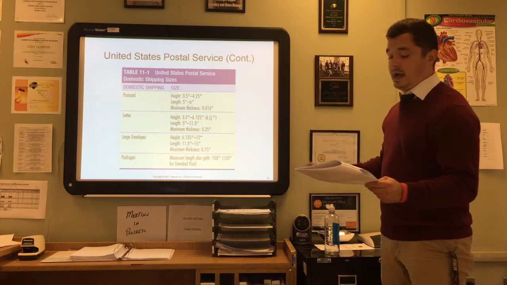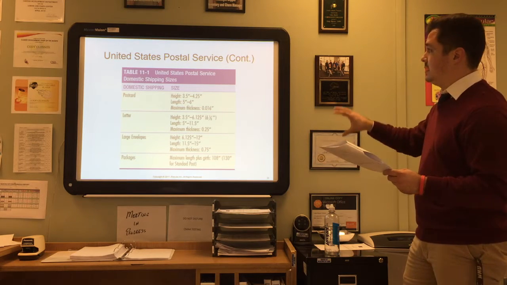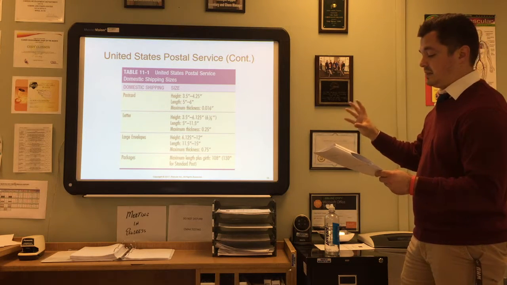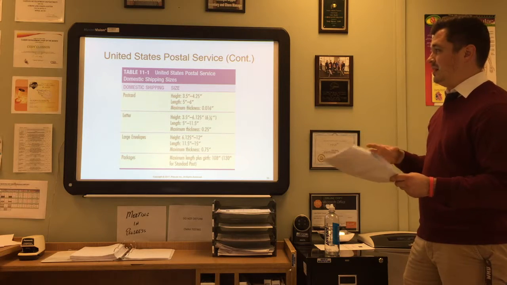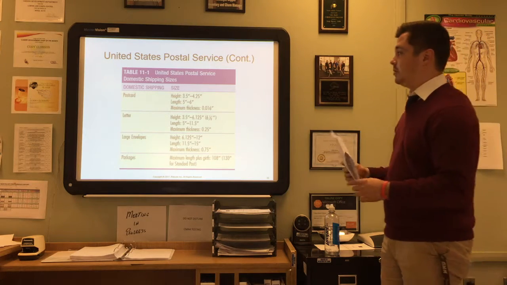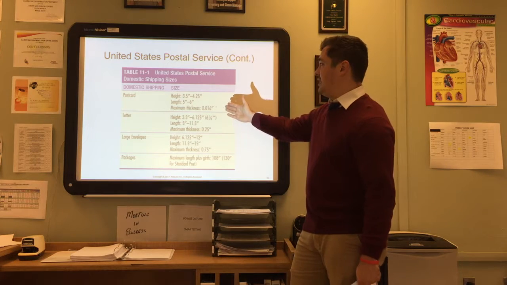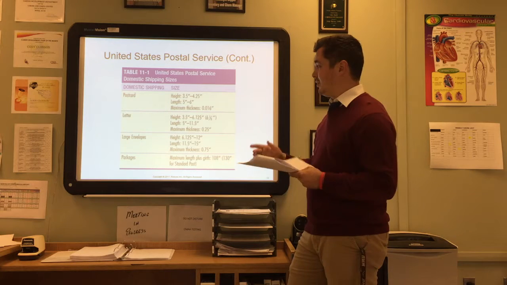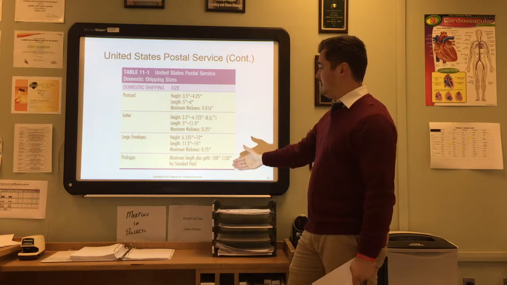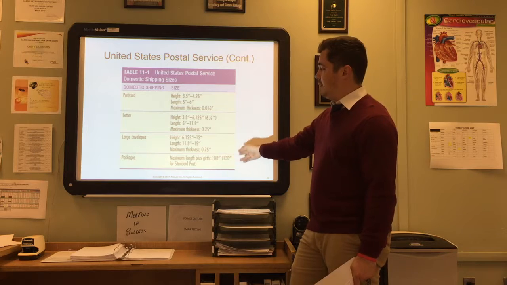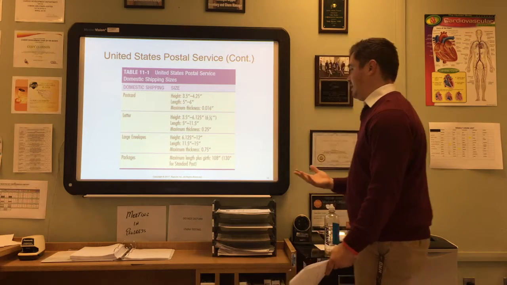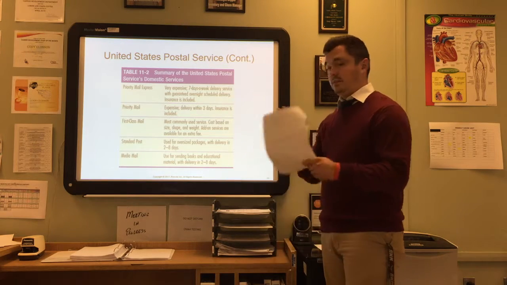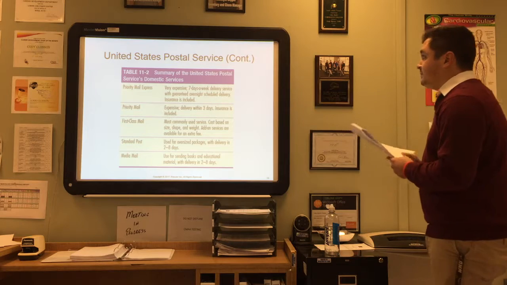If you look on page 188 in your textbook, you'll see this chart, this table, and it says it's the United States Postal Service domestic shipping sizes. All right, so you can kind of see where each category is. A postcard is like 3.5 inches high by 5 inches wide. So it's just like a little card. Your letter, you can see, goes up a little bit in size. Your larger envelopes are of course going to go up, and then you have your packages, which has 108 inches of girth that can be measured all the way around.